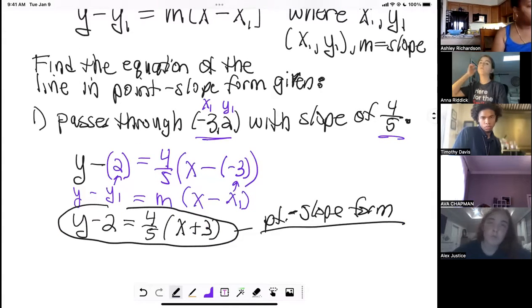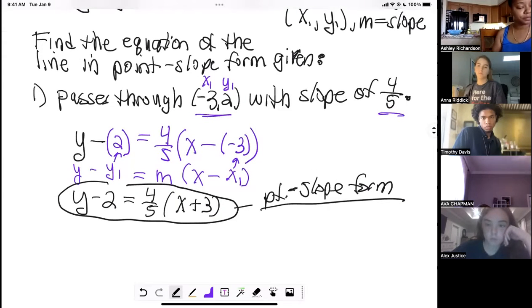Is there an easy way to remember how to stop? Because when I see that, I want to do like 4/5 times x and 4/5 times 3. Okay, so that would be done. Yeah, how you stop? It's just getting used to it. This is it. But I know you want to distribute that 4/5.